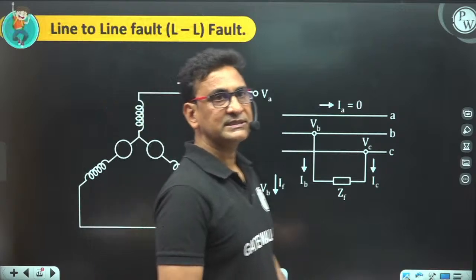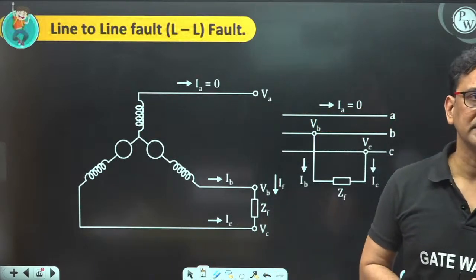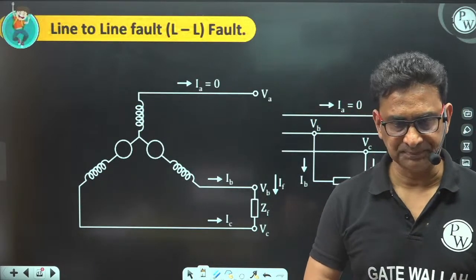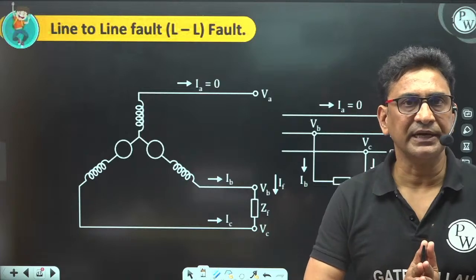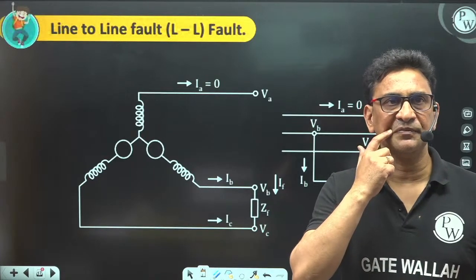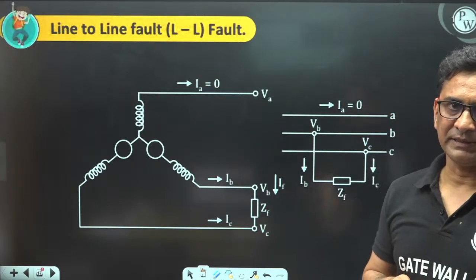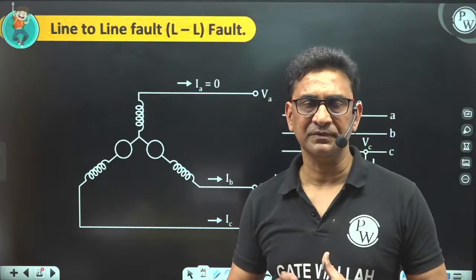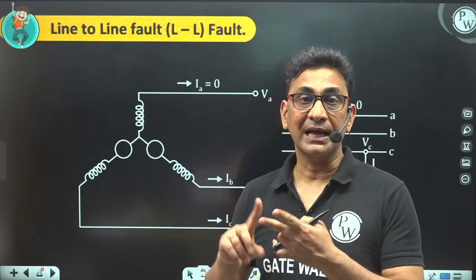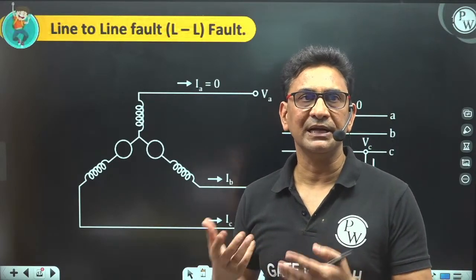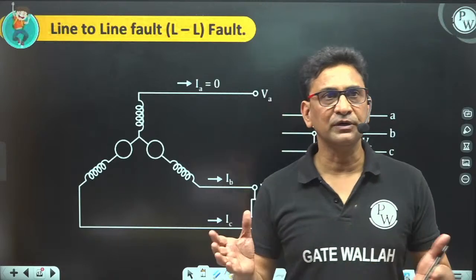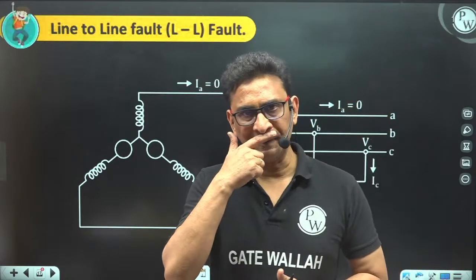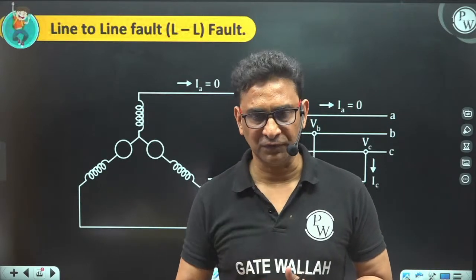Now I will move to the second type of unsymmetrical fault. This is the line to line fault. In the starting, I told you there are three types of unsymmetrical fault that occur in the power system: line to ground fault, line to line fault, and double line to ground fault. We have already discussed the line to ground fault. Now we move to the line to line fault.